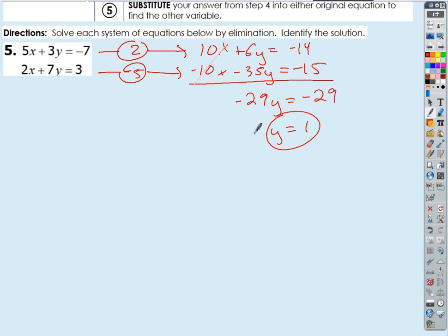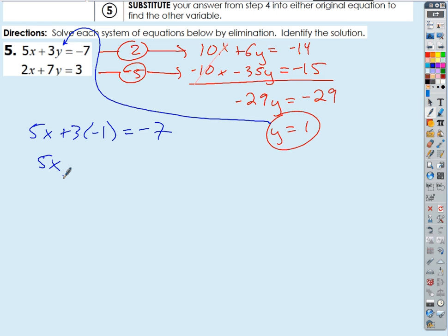And then we'll plug back into either one, doesn't matter. How about if we plug into the top one there? So 5x plus 3 times negative 1 is negative 3. What's 5x equal to? Wait, did I mess that up? Negative 1. Oh, positive.